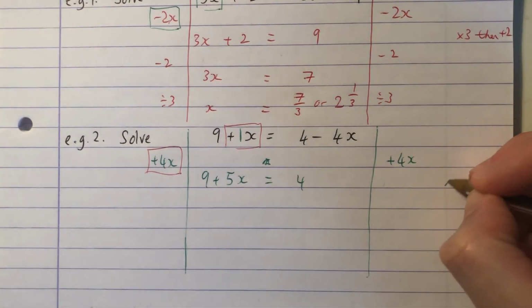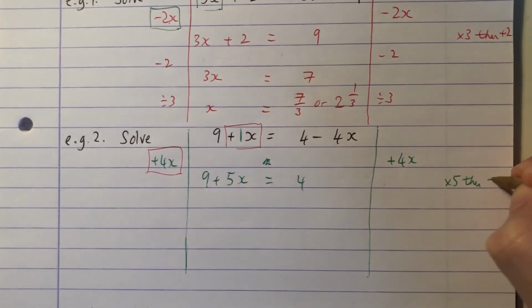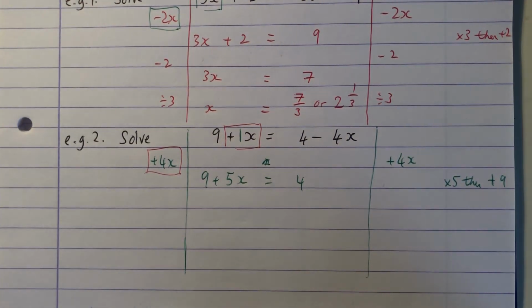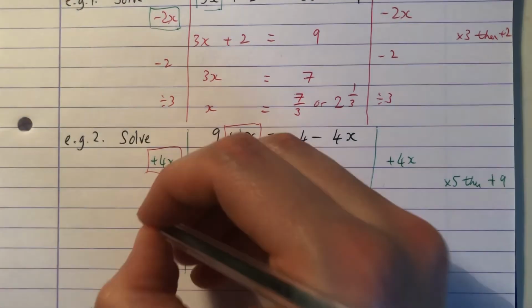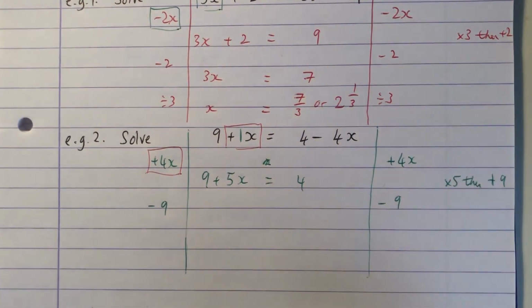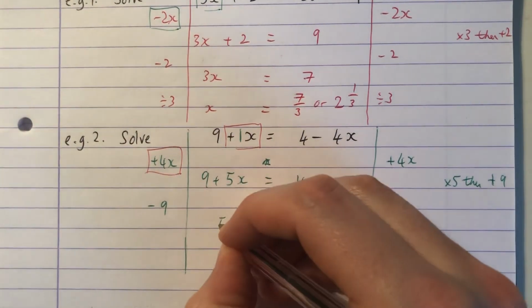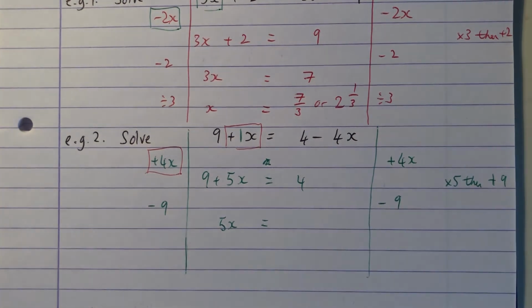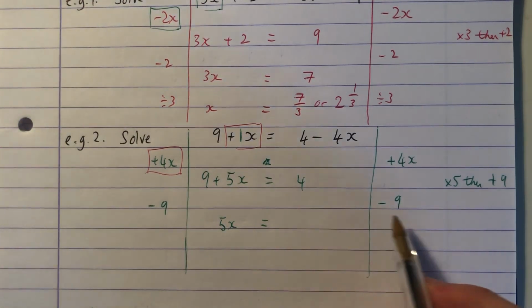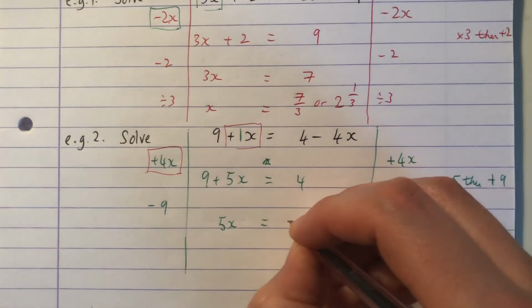So this is times by 5, then add 9, which means we have to subtract 9 first. If you subtract 9, that disappears. That's the purpose of the step. The next line is always easier than the previous one. 4 take away 9. Okay? Remember what I said above. Negative numbers can happen with these. 4 take away 9 gets you to negative 5.